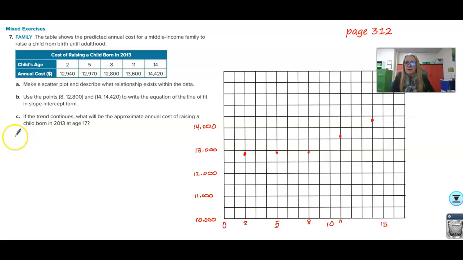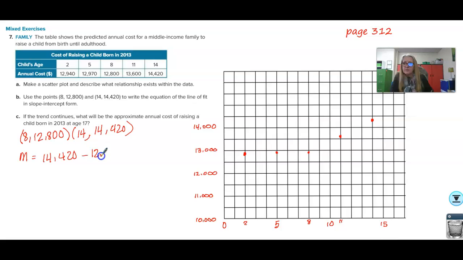Use the points to find, we have to write the slope. They're giving us 2 hideous looking points, 8, 12,800, and 14, 14,420. It's hard to make neat numbers with this, but I hate it when they go really badly. Okay, our slope: second y, 14,420, minus the first y, 12,800, over second x, which is 14, minus the first x, which is 8.